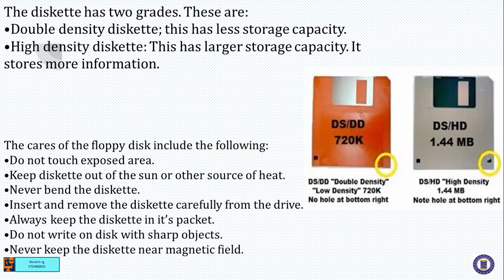So these pictures here are showing us the two grades of diskette. As you can see, they have a little bit of differences. Where you see the yellow circle, it is showing you that the double density diskette has no hole on the other side, but the high density diskette has a hole at the bottom right. So these are the physical differences that you can see on the different grades of the diskette.